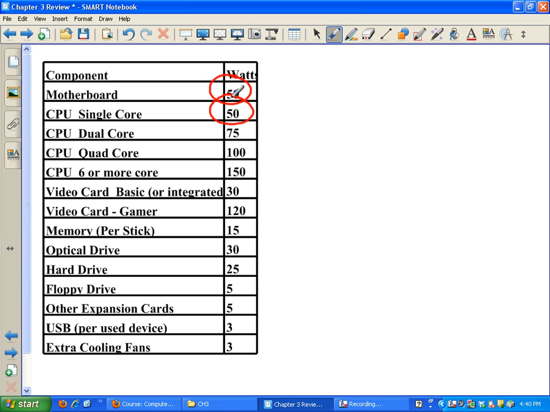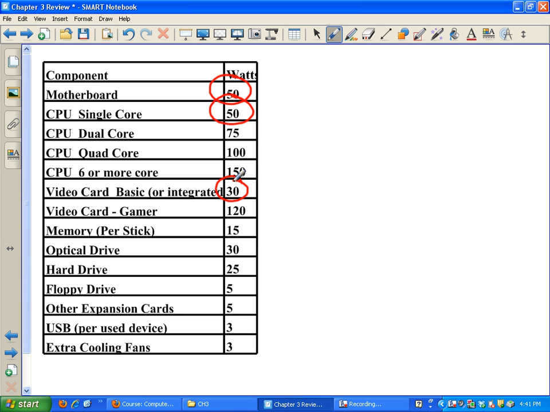Then what kind of video card does it have? I'm just walking my way down this table. Does it have a basic or integrated video card? Then it's going to use 30 watts. If it's got a really high-end gamer card, maybe it uses as many as 120, and really good gamer systems might have 2 cards, so you might have to have 2. We're doing this, by the way, for a traditional or typical National Trail PC. So for the video card, we're going to circle that and say that's what we're going to use.